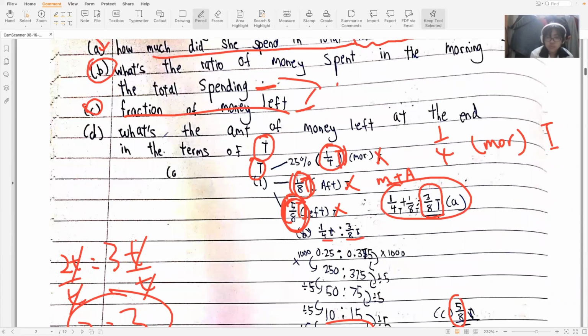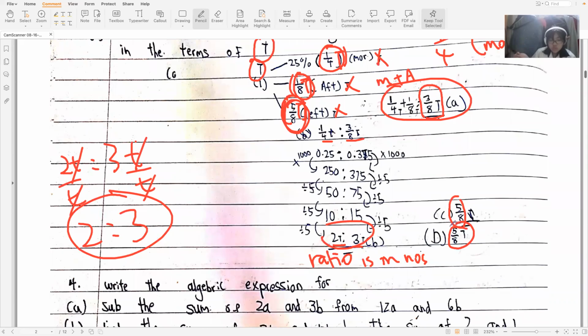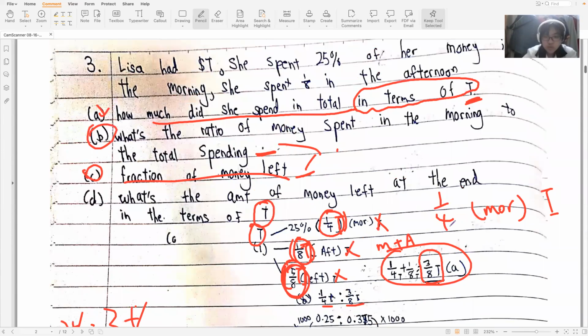What's the amount of money left at the end in terms of T? Are you supposed to have a T for D? Yeah. Why? Because they say in terms of T. Exactly. The question already tells you: if they say in terms of T, you need to have a T in your answer. If there is no in terms of T, then you just give the answer without the T. Is it clear to you? And is it clear where you put the T? Yeah. Okay, good. Next.